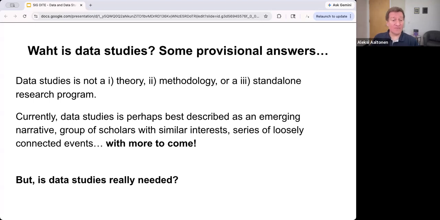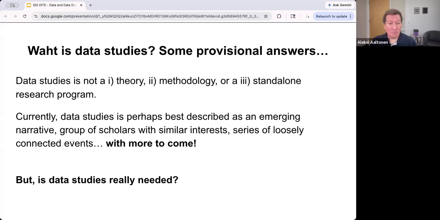So just to give you a little bit more about what data studies is, here are some provisional answers. Let me start with what it's not. Data studies is not a theory. It's not a specific way of studying data. In some ways, it would be great if we could have one theory to rule them all. But the more I have studied data, the clearer it is that we can't pin it down from just one angle.